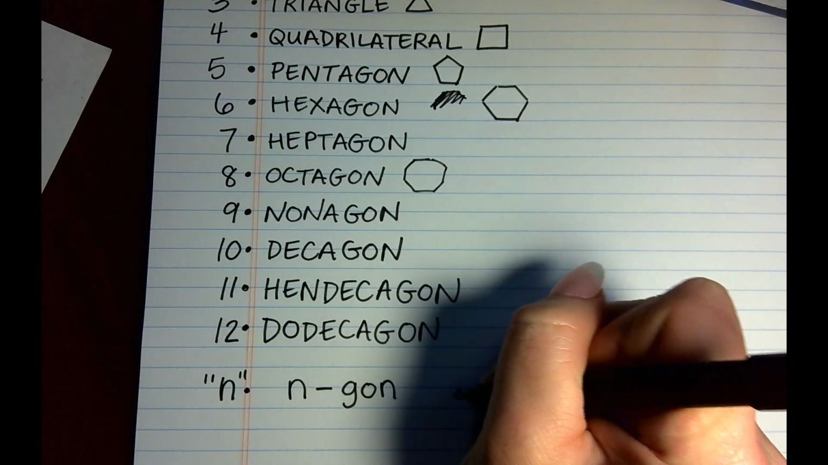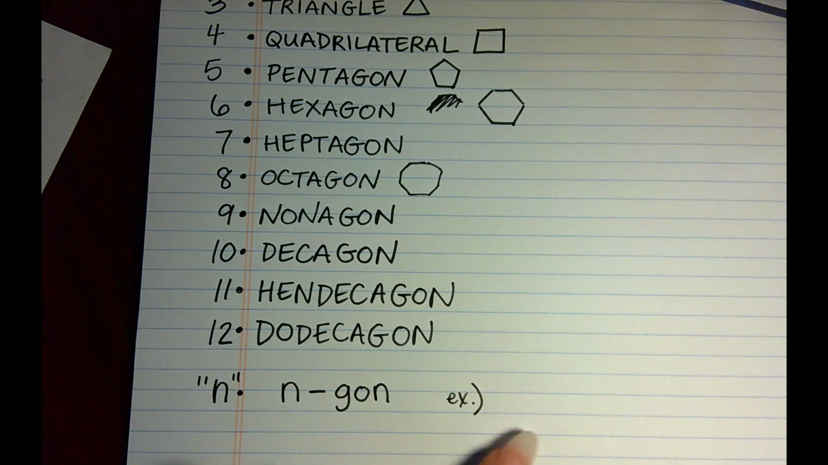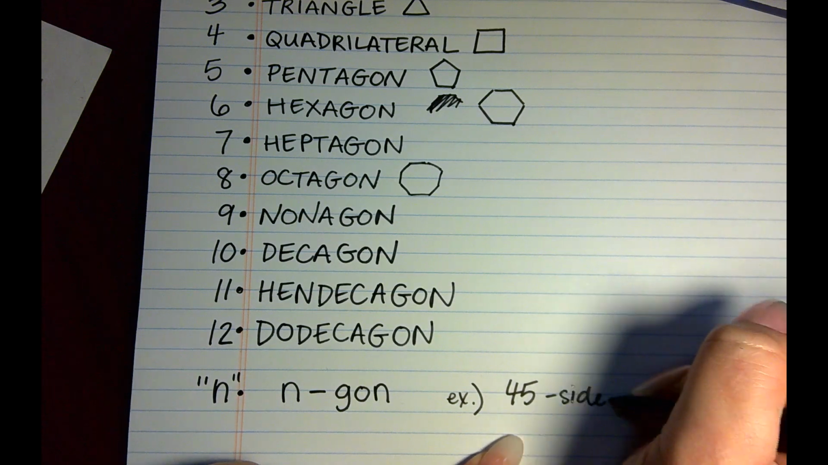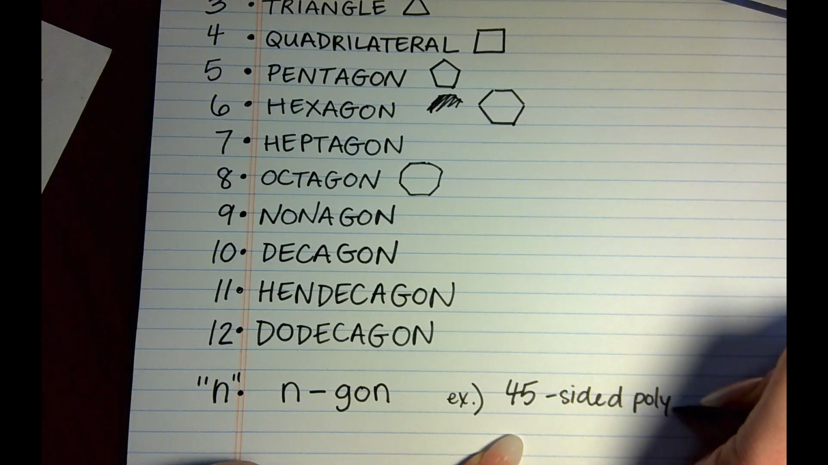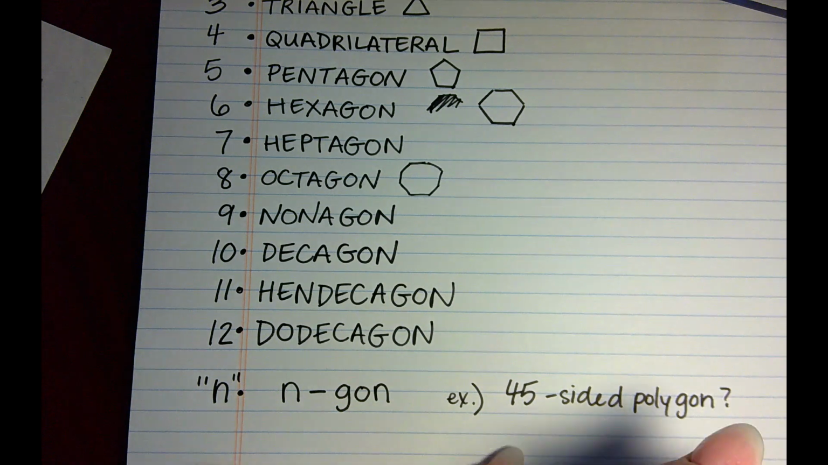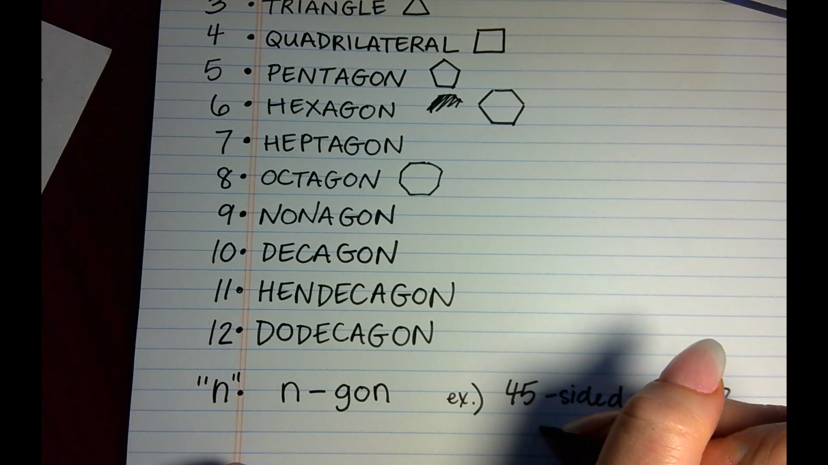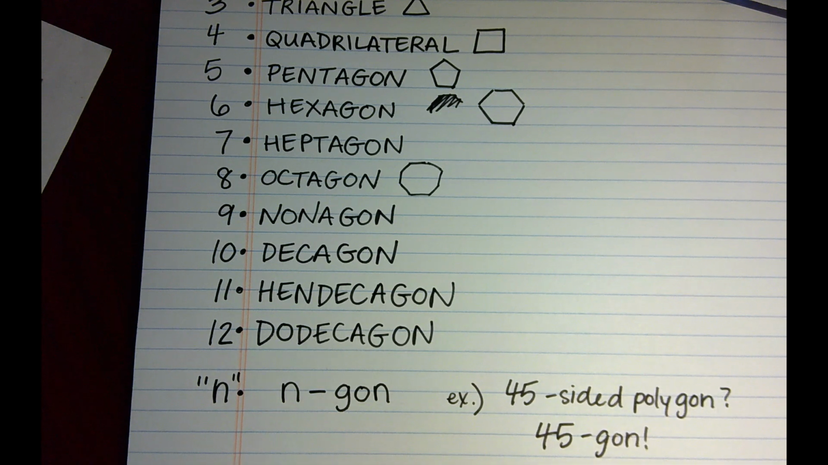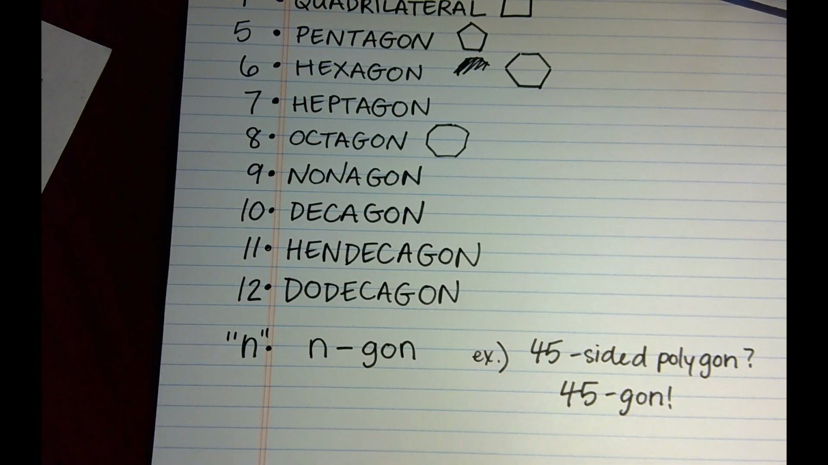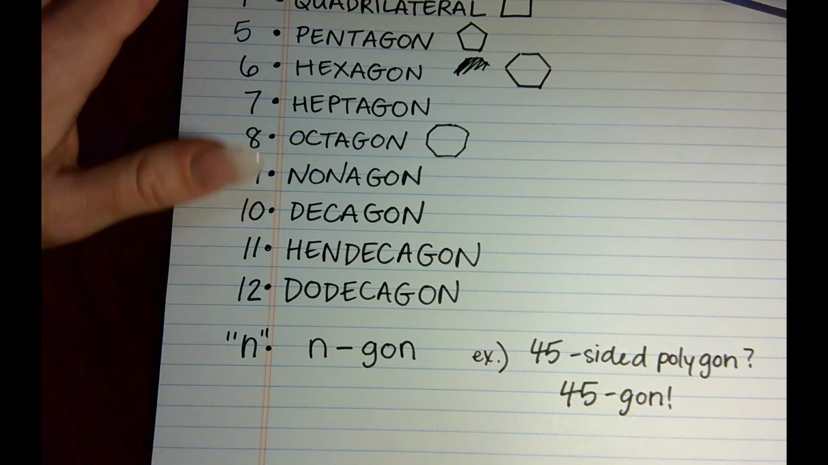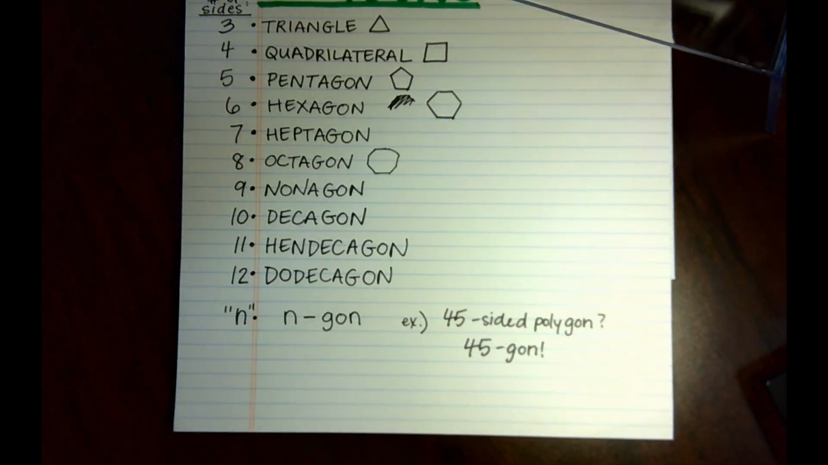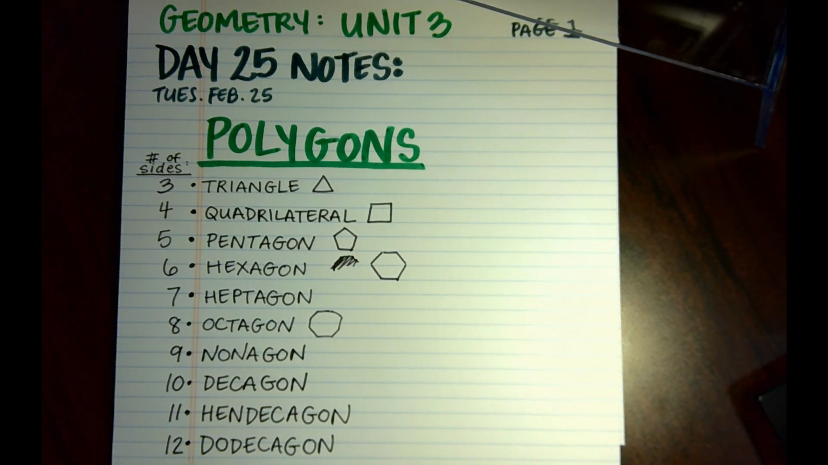Now it gets easier. For example, if we wanted a 45-sided polygon, we call it a 45-gon. That's it. Now, I won't do that to you all. So, just for fun, these are some of the different types of polygons.